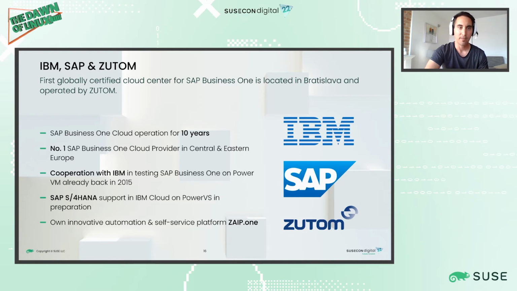And when it comes to IBM, it's not our first cooperation either. We have been testing PowerVS already back in 2015, and at the time it was also for SAP Business One. Right now, we are working on automated S/4HANA environment deployment on PowerVS in IBM Cloud. To do that, we are using our automation platform, ZIBE1, as a backbone.